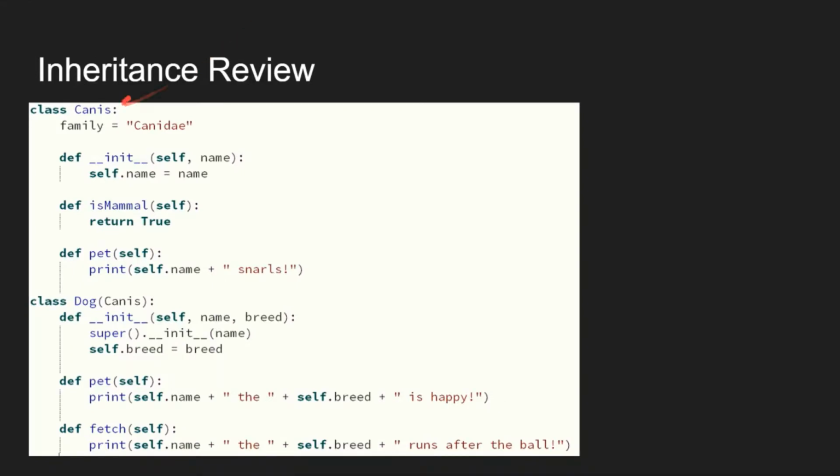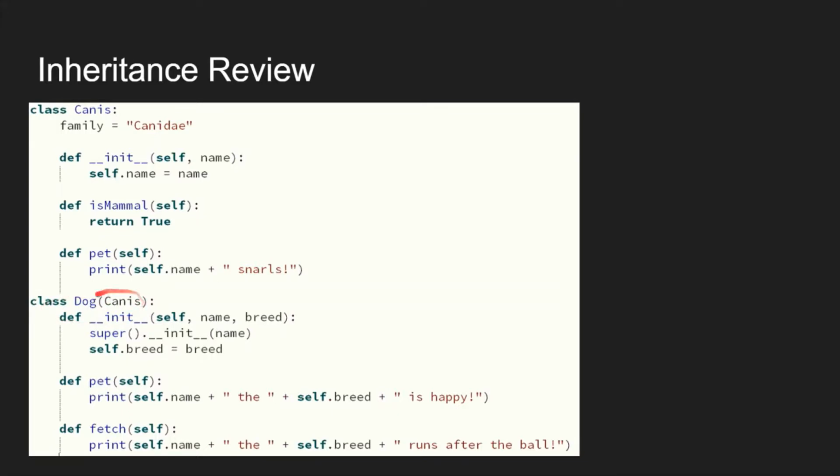Here we have a parent class called Canis, and this is like the family of the dog, which also includes wolves and stuff. I'm not a biologist, so don't at me. We gave it the class attribute that the family is Canidae, and the init function, each instance of Canis, each wolf, is going to have a name. It's going to be a mammal. And finally, we have this function called pet, which will cause the canine to snarl.